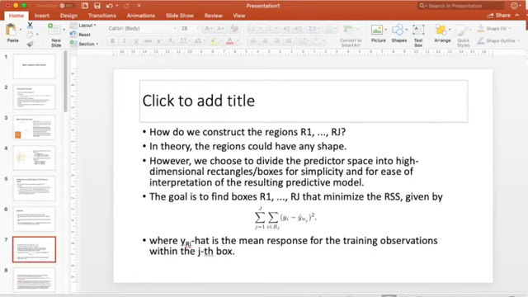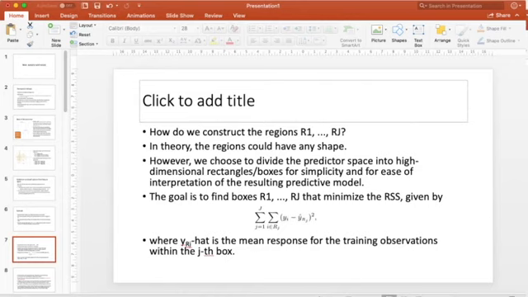Just like in linear regression, we base on the least squares method, where we try to find the beta coefficients that minimize the sum of squares of the errors. So what is the basis of constructing the decision tree? In theory, the regions could have any shape. It is not supposed to be just like a square. However, we choose to divide the predictor space into high dimensional rectangles or boxes for simplicity and for ease of interpretation of the resulting predictive models.